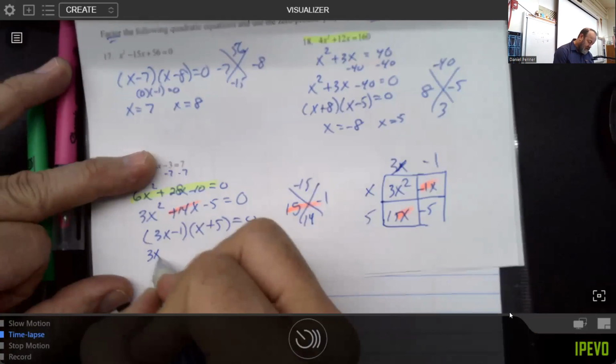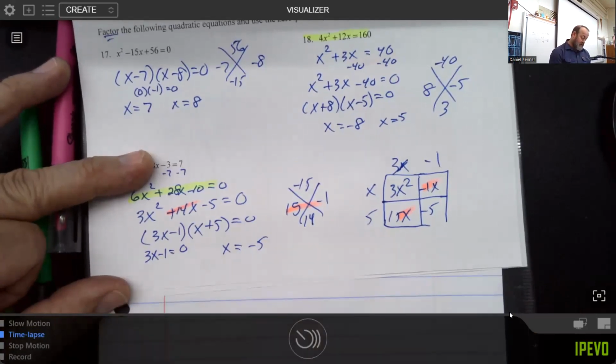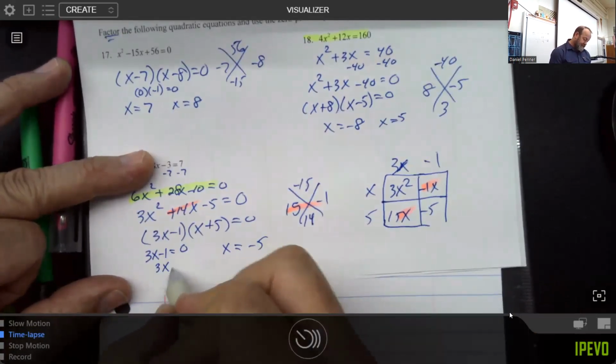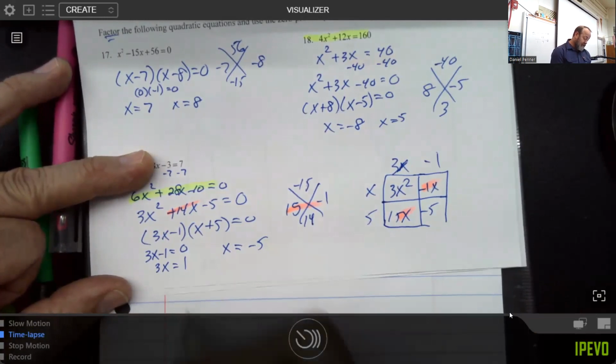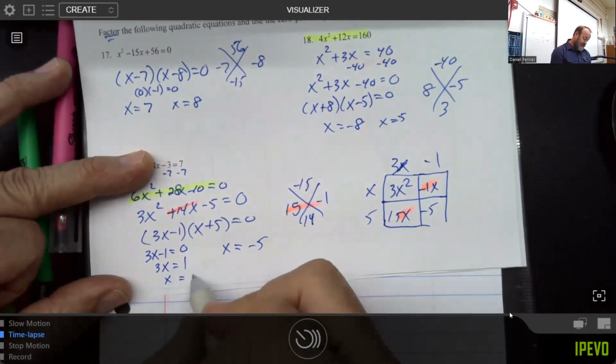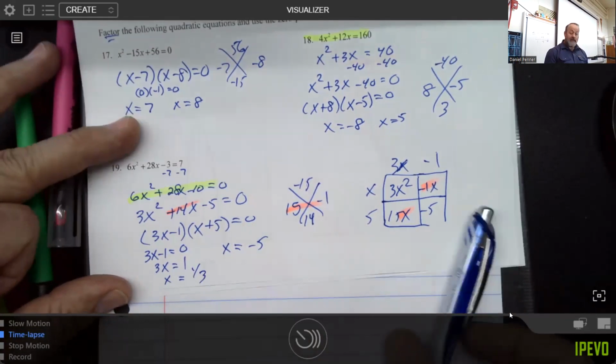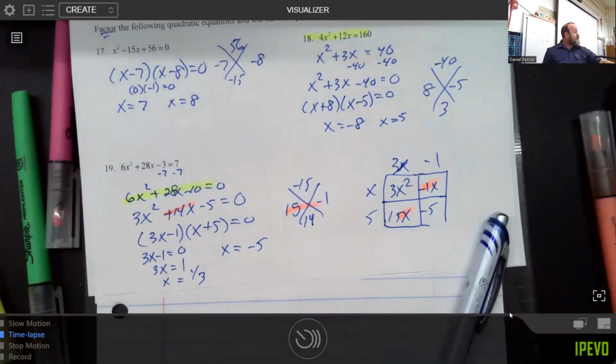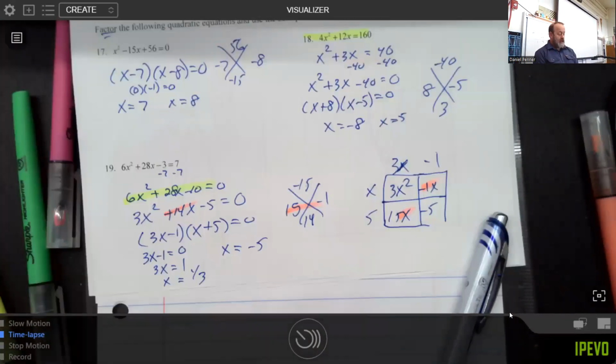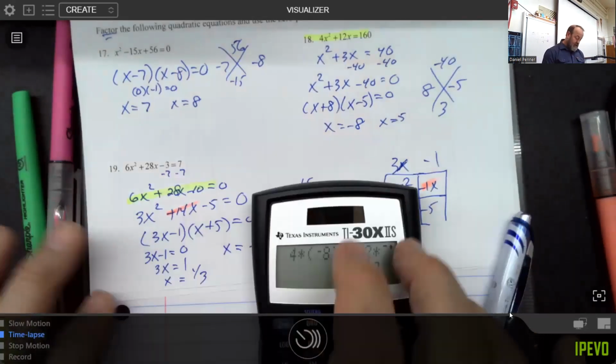But I also need that to be 0. So I'm going to add 1 to both sides. And I'm going to divide both sides by 3. And I got 1/3. And that looks a little tricky. So I will do one last little thing, and that is to check my 1/3 and see how I did.